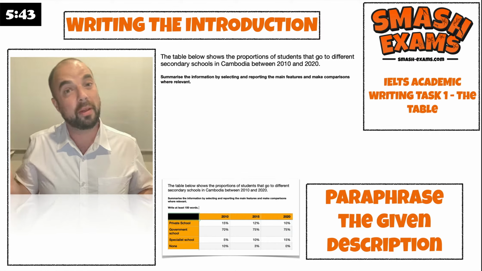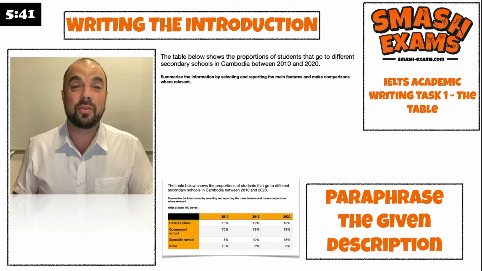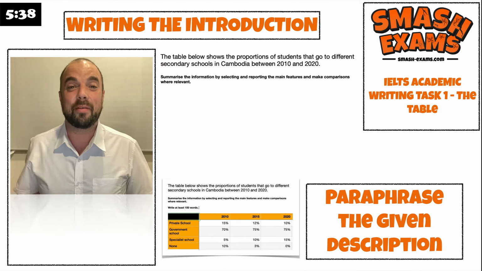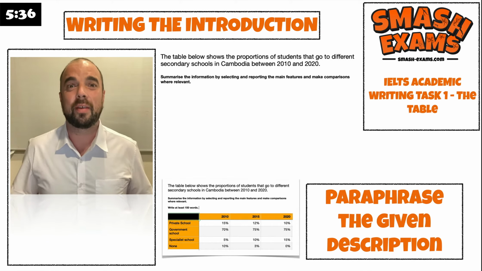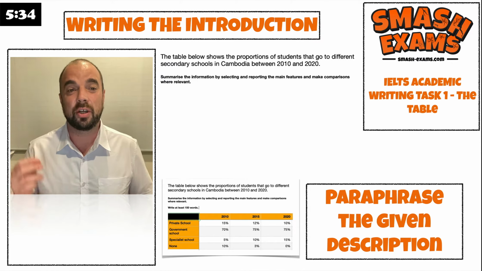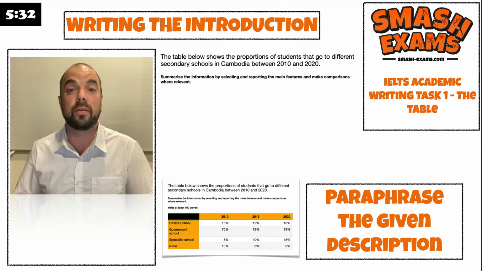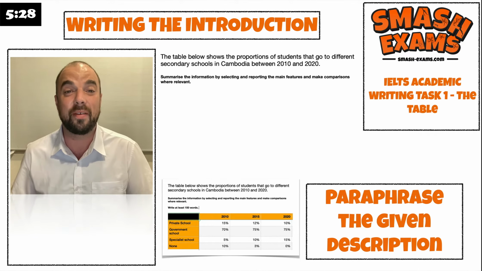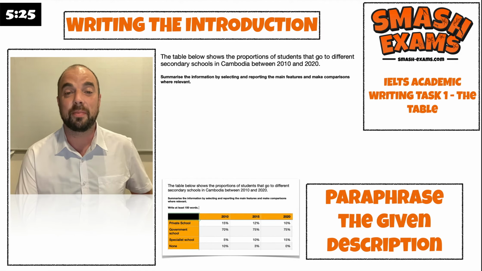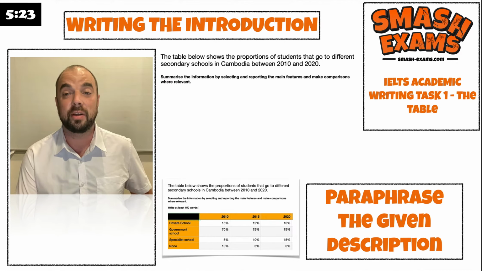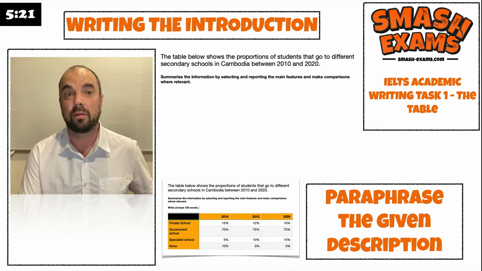As always, and you're probably sick of this by now, when you are writing an introduction to the IELTS Academic Writing Task 1, you need to paraphrase the introduction. So let's have a look at the introduction. The table below shows the proportions of students that go to different secondary schools in Cambodia between 2010 and 2020. Summarise the information by selecting and reporting the main features and make comparisons where relevant.